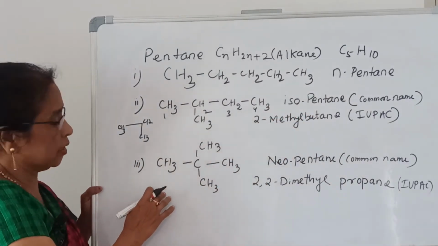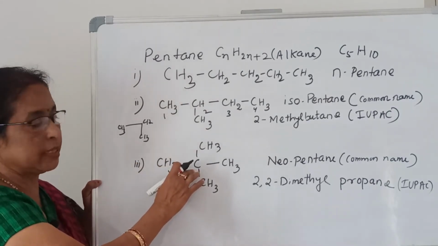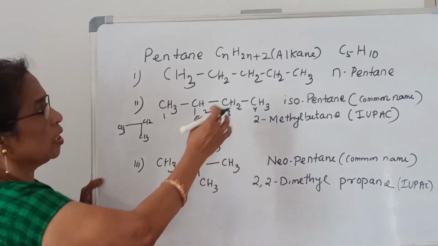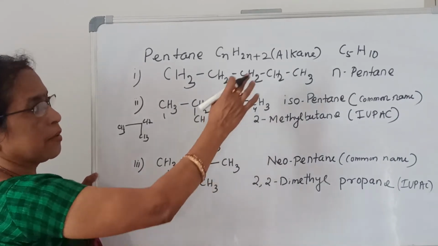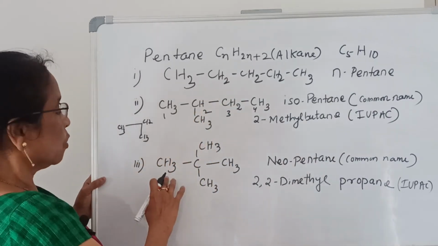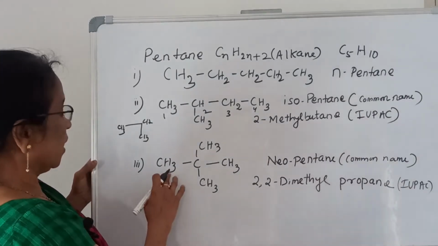Then come to the third one, and see here the carbon in the middle, and everywhere there is a CH3 group attached. That means you count. Yes, 1, 2, 3, 4, 5. See 5 and 12. That means it is satisfied. So what happened here?